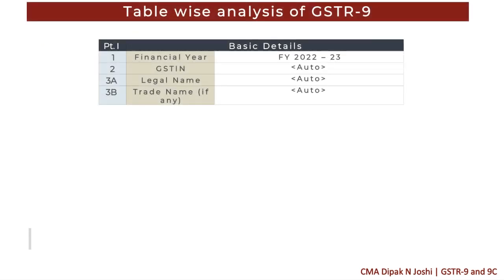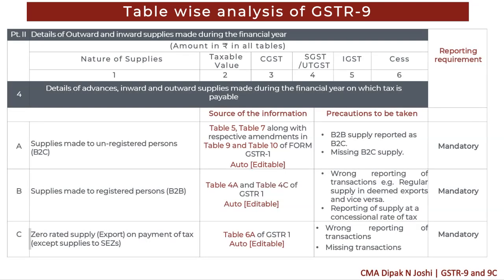As I mentioned, the first 3 tables are pertaining to basic details. Most of the details are auto-populated. We will not discuss this. Now part 2 is regarding details of outward and inward supplies made during the financial year.